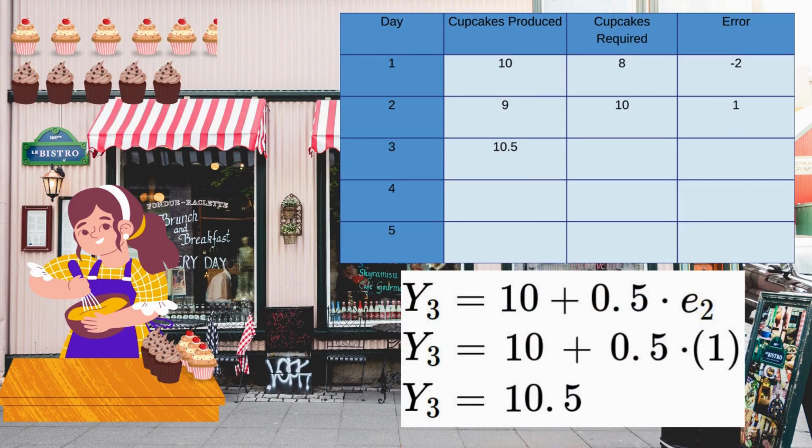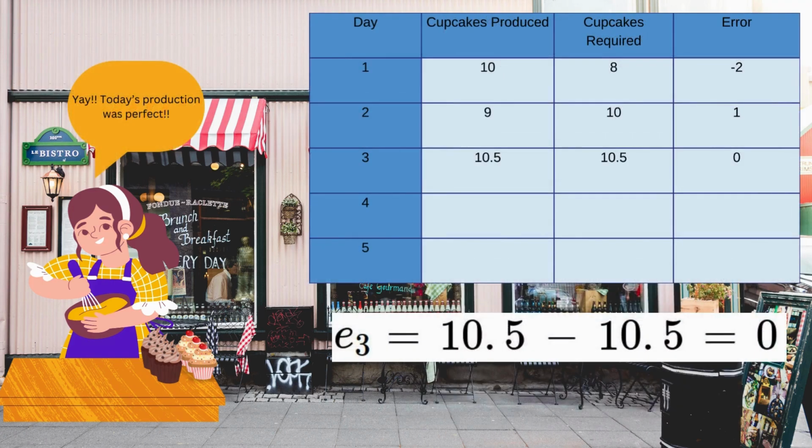On the third day, we use the same equation of the moving average model to calculate the number of cupcakes that need to be produced. Therefore, y3 is equal to 10 plus 0.5 e2. Therefore, y3 is equal to 10 plus 0.5 times 1. Therefore, y3 is equal to 10.5. We consider that fractional values are also valid for this example. At the end of the third day, we are informed that the cupcakes that were required were 10.5, which is equal to the number of cupcakes that were produced on that day. Hence, e3, which is the error on day 3, is equal to 10.5 minus 10.5, that is equal to 0.